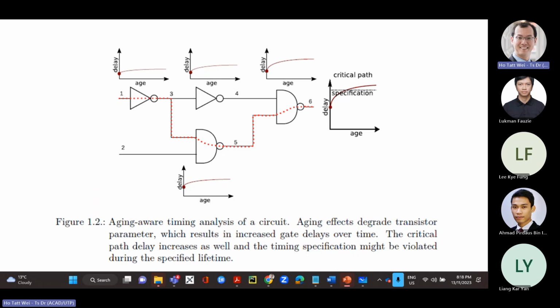Today we're talking about aging and reliability. When we talk about aging, we mean that you create a circuit, it achieves a certain specification or certain delay at this point in time. And you keep using and you keep operating the circuit, and over time, the specification or the delay changes. So that you can see by this graph.